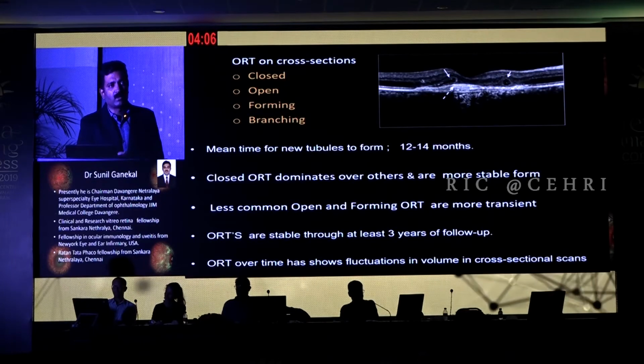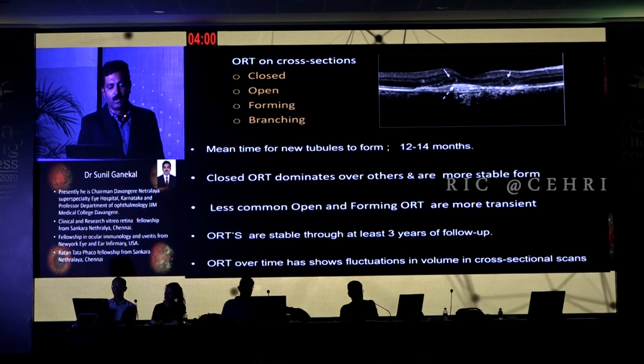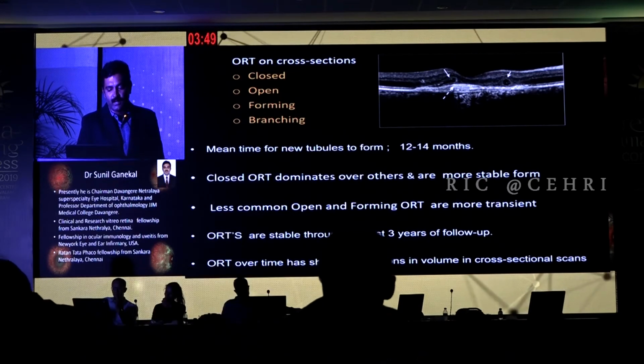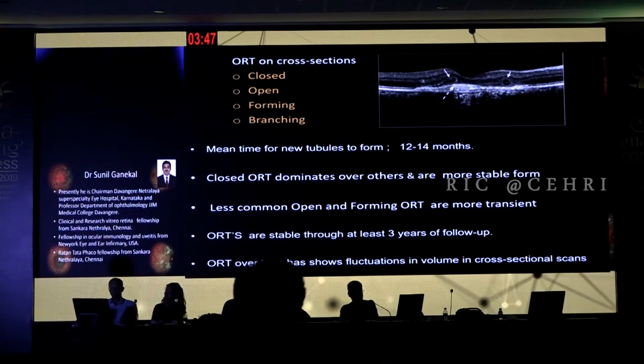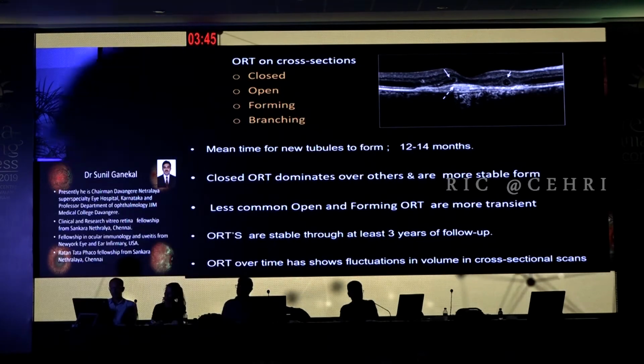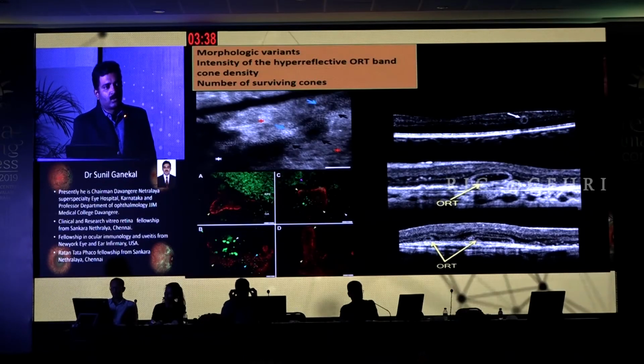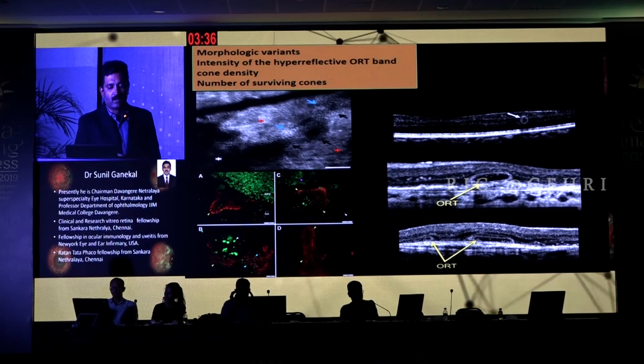Various morphological patterns of ORT can be seen. One could be the typical closed form, which is a much more stable form. The others could be open, and you can see a forming ORT or a branching pattern of ORT. According to the studies, the mean time could be 12 to 14 months. It can keep varying. Studies have shown these could be stable over a period of 3 years of follow-up, but of course, they show fluctuations in volume in serial scans. So you can have various morphological patterns of the ORT.